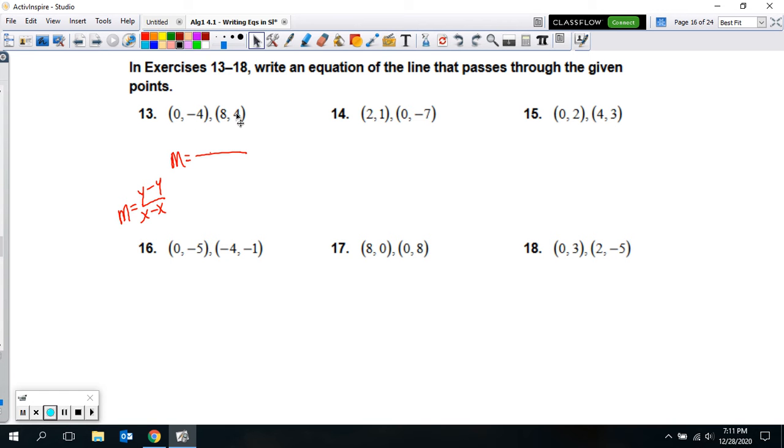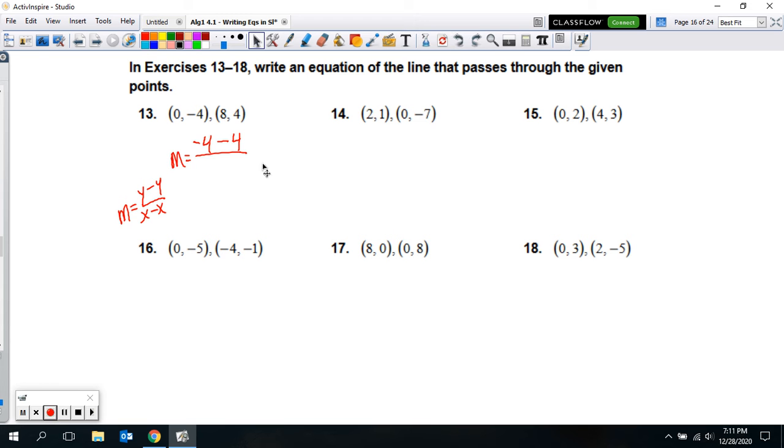Now, which one do you start with is maybe a question you might have. Should I start with the first one or the second one? Well, that actually doesn't matter. What you need to worry about is that you start with the same point for both the y's and x's. So I'm going to start with our first point, -4, first. It's going to be -4 minus, notice it says y minus y, so -4 minus the other y number, which is 4.